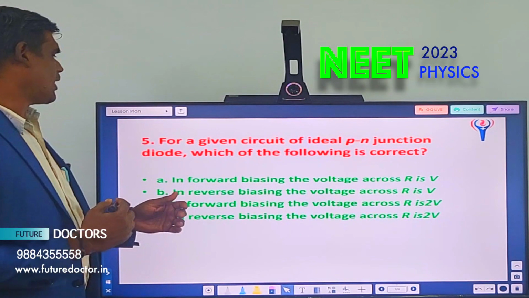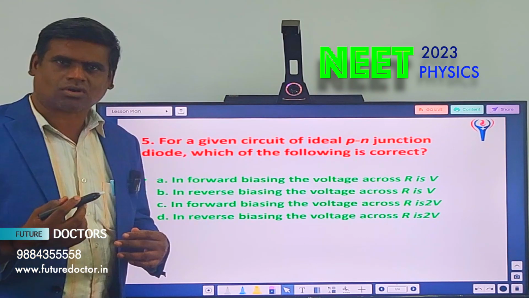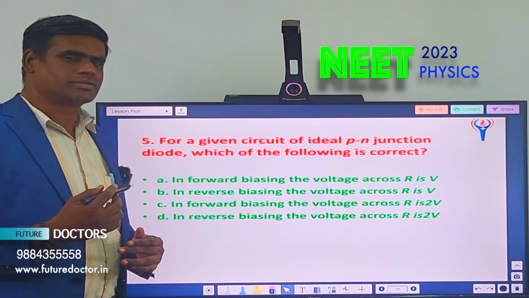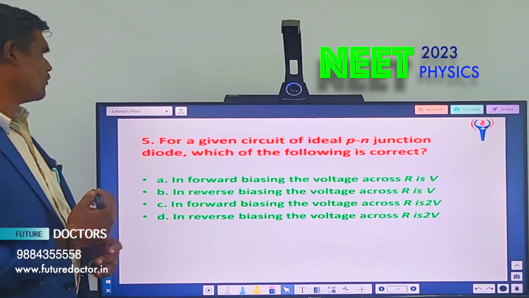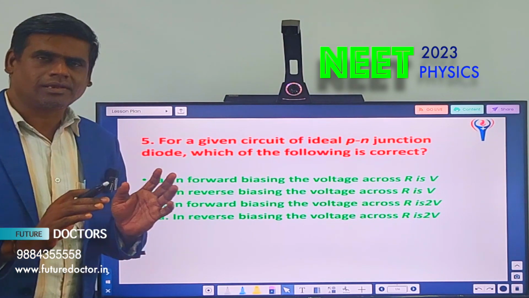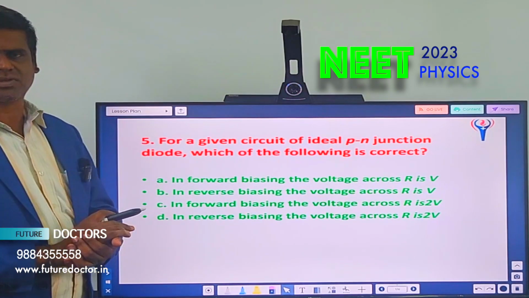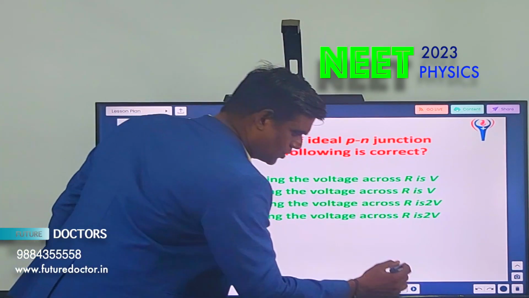For a given circuit of an ideal PN junction diode, which of the following is correct? A, in forward biasing, the voltage across R is V. B, in reverse biasing, the voltage across R is V. C, in forward biasing, the voltage across R is 2V. D, in reverse biasing, the voltage across R is 2V. Here you should know about the ideal PN junction diode circuit and the concept of forward biasing and reverse biasing. By knowing this idea, you will find the solution. Let's move to question number 6.